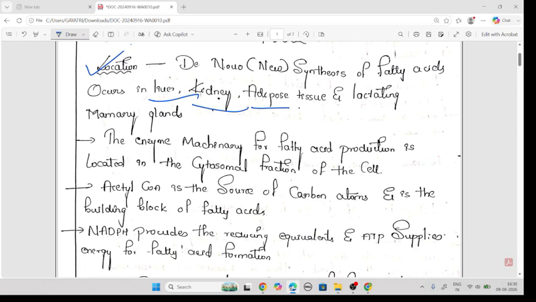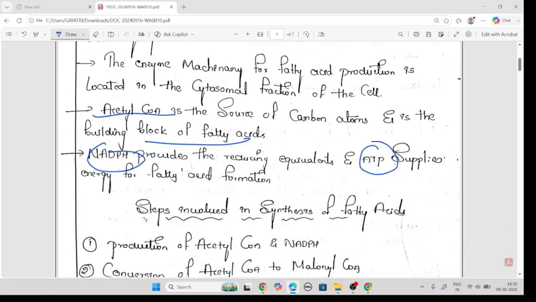The main source is acetyl CoA. Acetyl CoA is the major source of de novo synthesis, and it is the building block of our fatty acid also. NADPH provides the reducing equivalents. ATP supplies the energy for fatty acid formation. We know that NADPH and ATP are the important sources of energy.